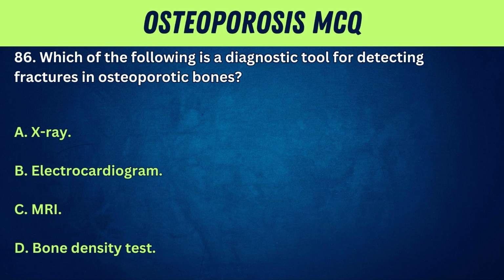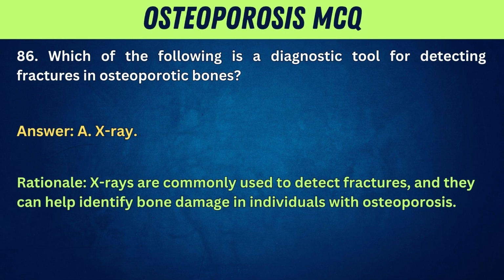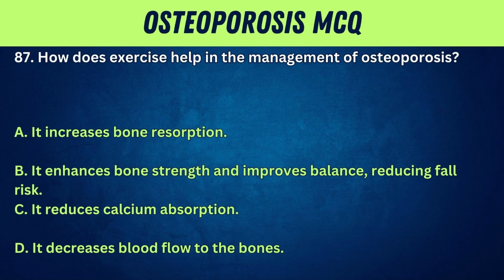86. Which of the following is a diagnostic tool for detecting fractures in osteoporotic bones? A. X-ray. B. Electrocardiogram. C. MRI. D. Bone density test. Answer: A. X-ray. Rationale: X-rays are commonly used to detect fractures, and they can help identify bone damage in individuals with osteoporosis.